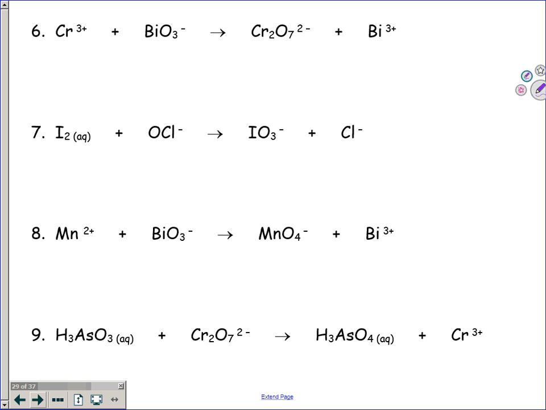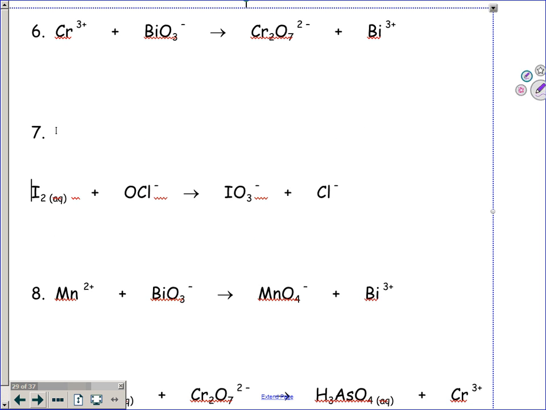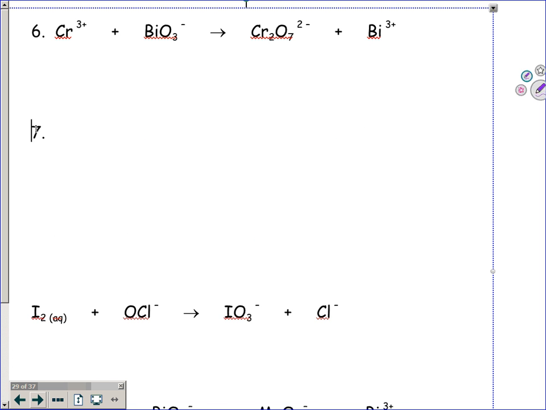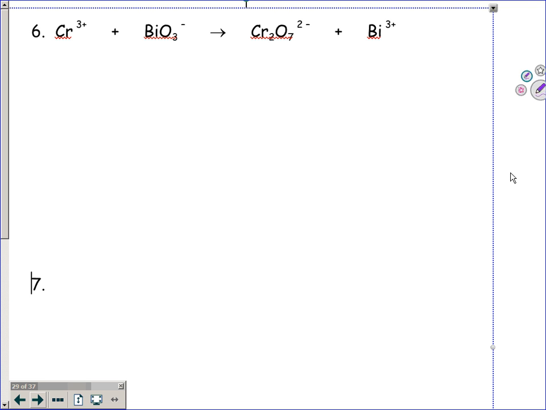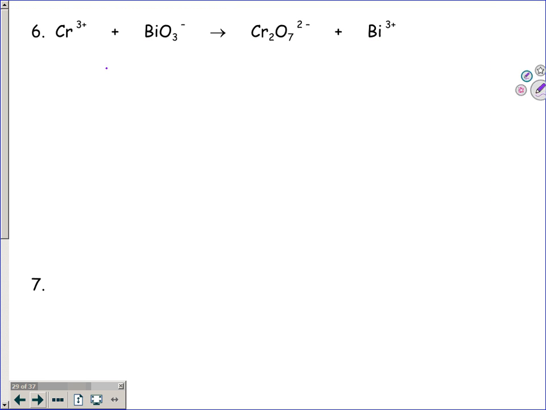So I need a little space here for a second. Write down your half reactions if you haven't already. Chromium 3+ goes to dichromate, and then bismuthate, something like that. Bismuthate.